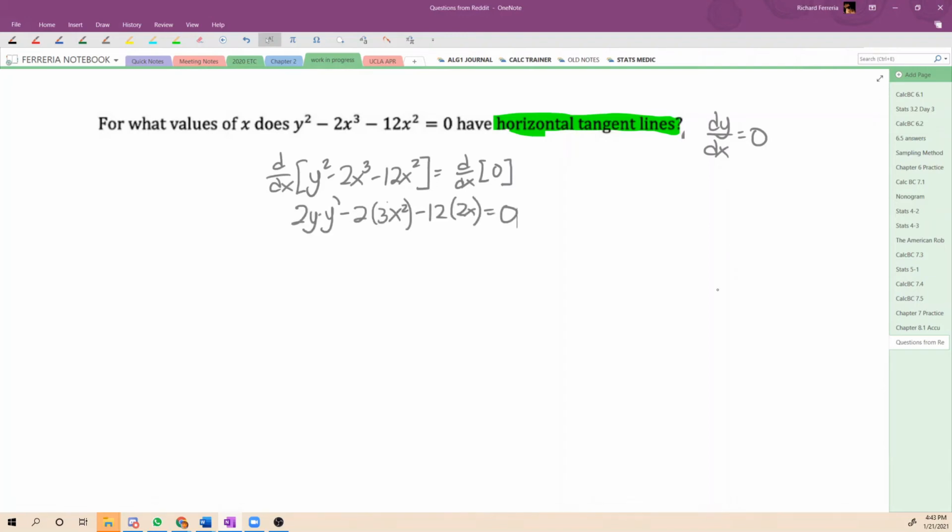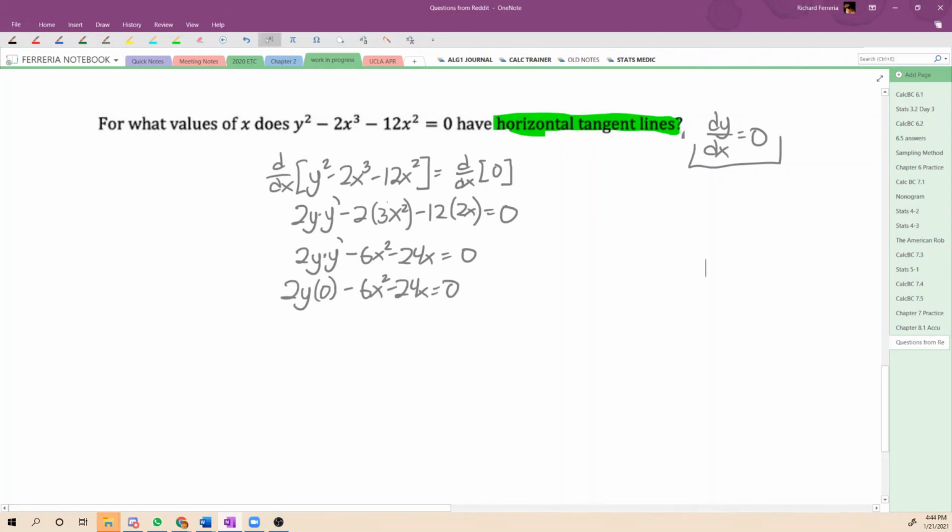simplify, and then we use our secret weapon. dy/dx is equal to 0 if there's going to be a horizontal tangent line. Substitute the 0, and we get a pretty simple second degree equation in x, which factors to negative 6x multiplied by the quantity x plus 4 equaling 0, which gives me two solutions. x needs to be either equal to 0 or x needs to be equal to negative 4.